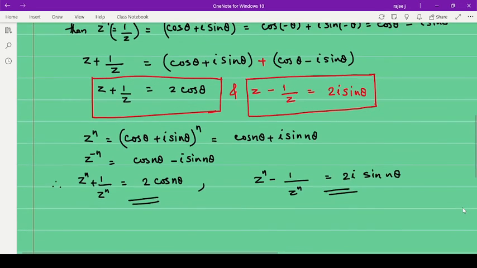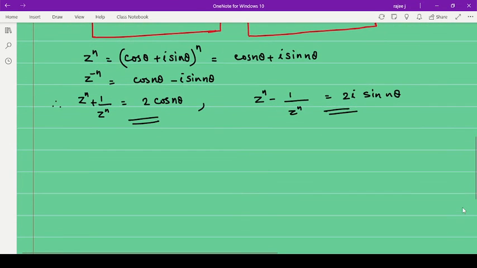Then the next term that we use is, in college you might have studied the modulus amplitude form. Even though we don't have that, I will tell you what it is. The modulus amplitude form of a complex number.